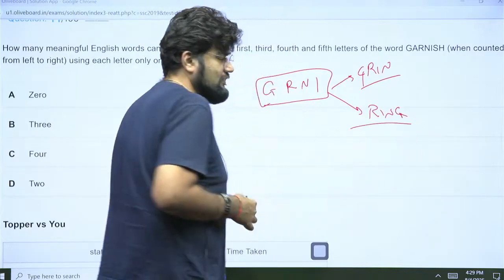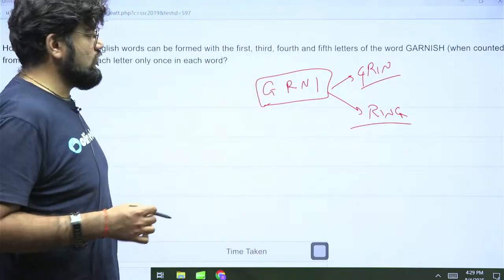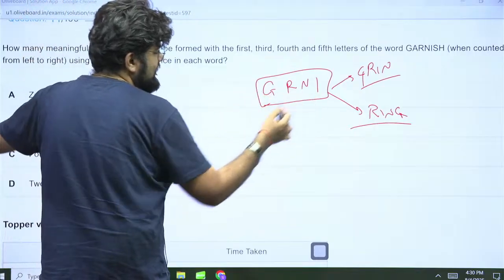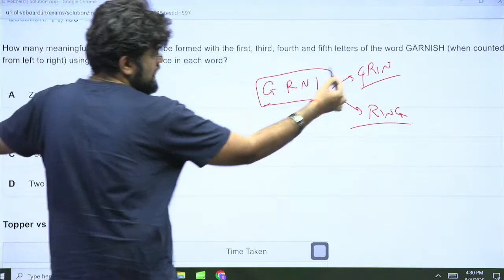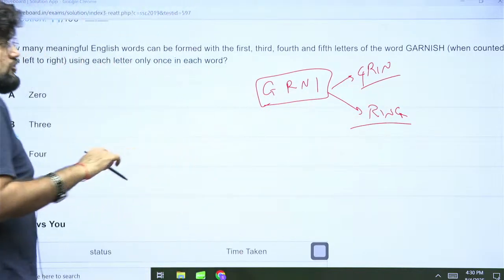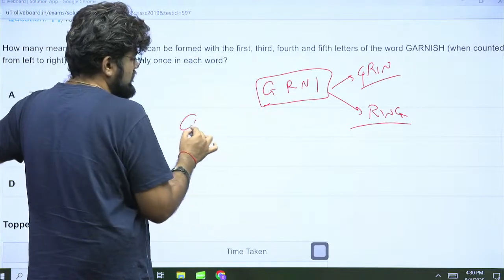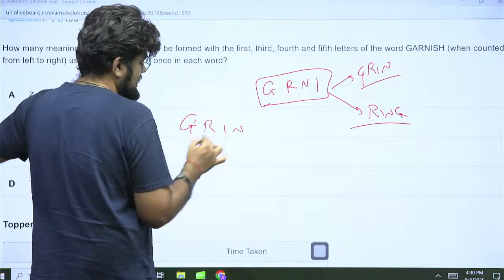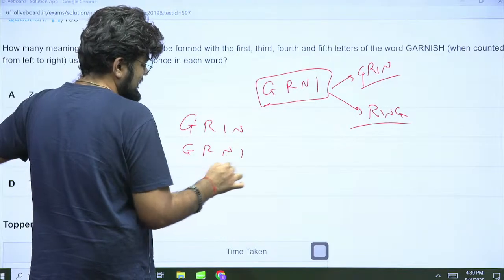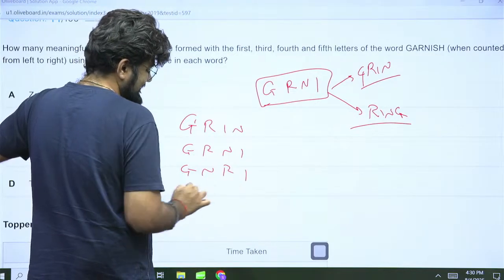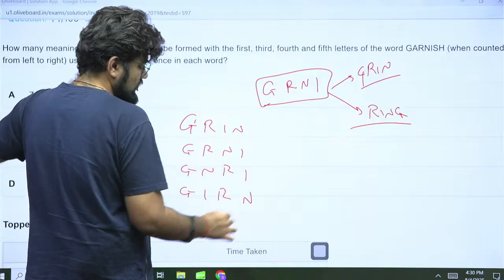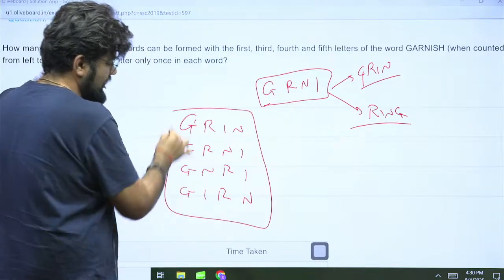Now what is one of the methods? I had taught this to you in the previous classes also. What you can do is randomly rearrange them. Supposedly you know these 2 already, but you are not sure if there are some others. So try with G, some other combination. G-R-I-N we tried, G-R-N-I, G-N-R-I, G-I-R-N. Just look at this, the whole family together.